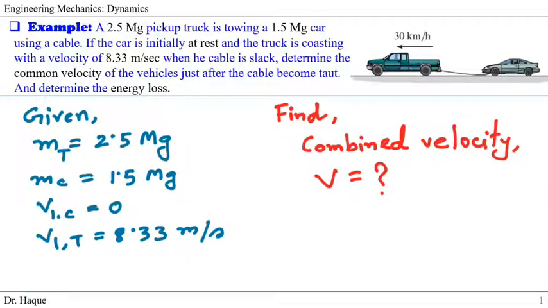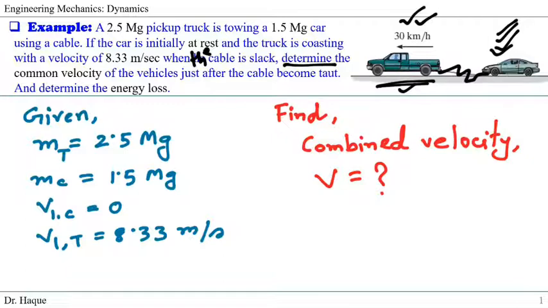The problem says a 2.5 megagram pickup truck is towing a 1.5 megagram car using a cable. We can see in the image the truck is this one, and the car is towed using a cable. The car is initially at rest, and the truck is coasting with a velocity of 8.33 meters per second, which is actually 30 kilometers per hour, when the cable is slack. So initially, when this truck started to move at 30 kilometers per hour, the cable was slack and the car was at rest.